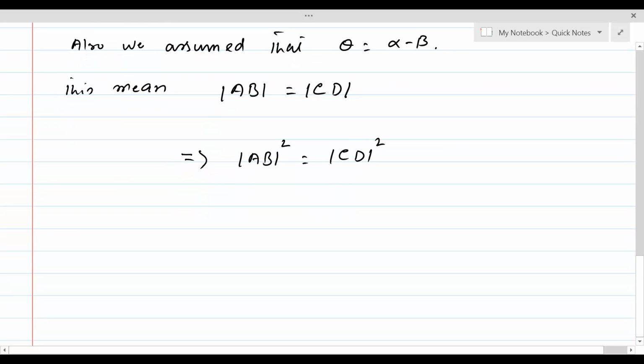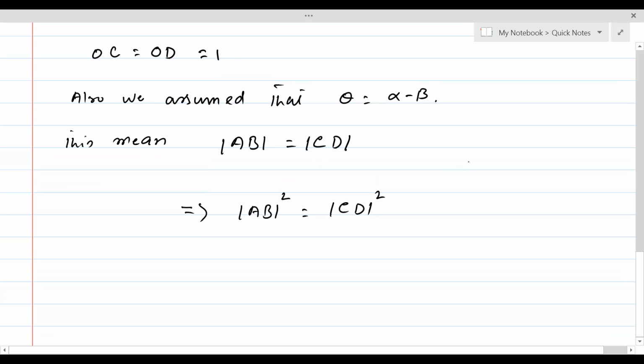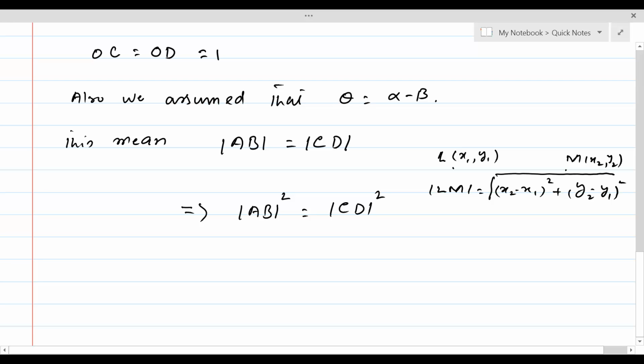And now if we apply the distance formula, remember this, if we have 2 points L with coordinates x1, y1 and another M with coordinates x2, y2, then the distance between them, LM, if you remember from the distance formula, is equal to the square root of x2 minus x1 square plus y2 minus y1 square. We apply this formula to calculate the distance between 2 points.